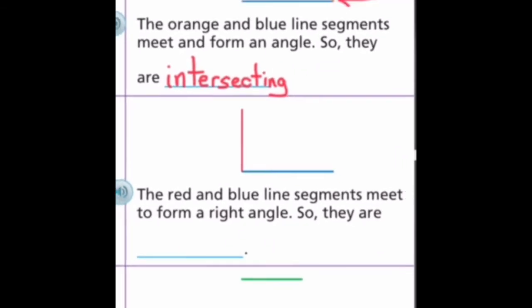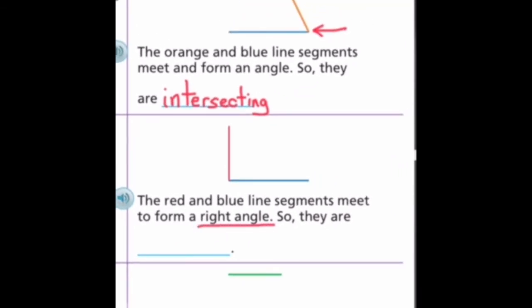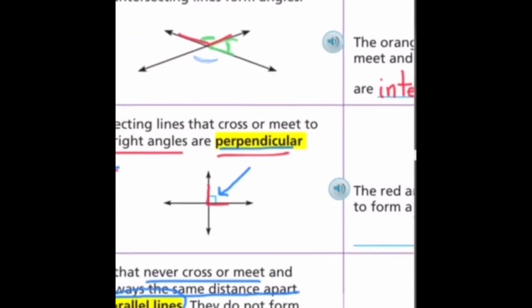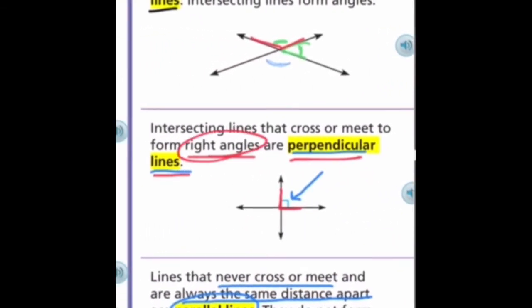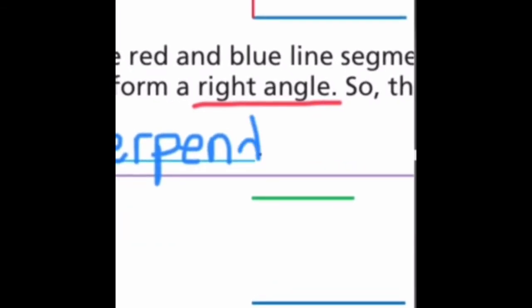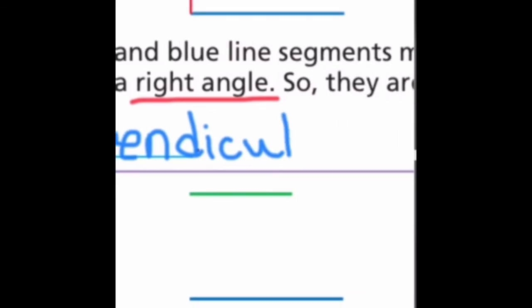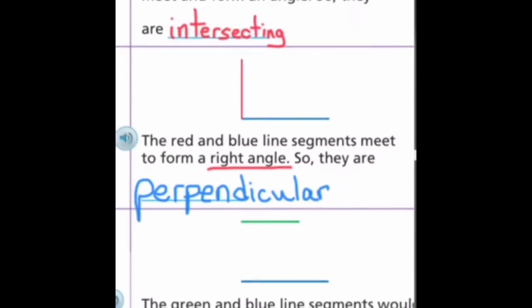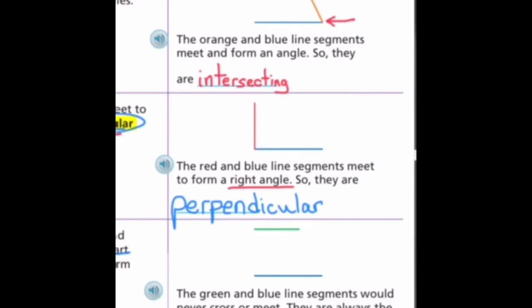The red and blue lines meet to form a right angle. And again, we look over here, right angle, that means perpendicular. So these two, the red and blue, are perpendicular. P-E-R, per, pen, P-E-N, dicular, D-I-C-U-L-A-R, perpendicular.